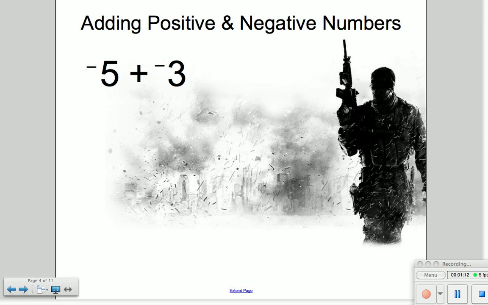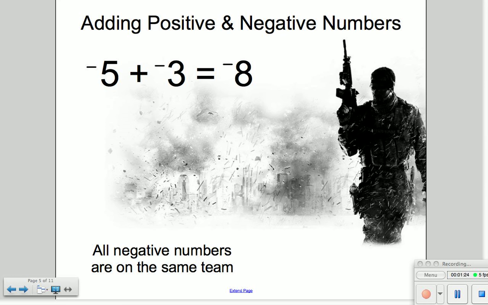So now you get two negative numbers. We have negative 5. That's 5 soldiers for the negative team. And then you have negative 3. That's 3 soldiers for the negative team. What happens when you join 5 soldiers from the negative team with 3 soldiers from the negative team? You end up with 8 soldiers from the negative team. That's right. They can get along with each other. They're working for the same team. They're on the same side, same army. All negative numbers are on the same team.